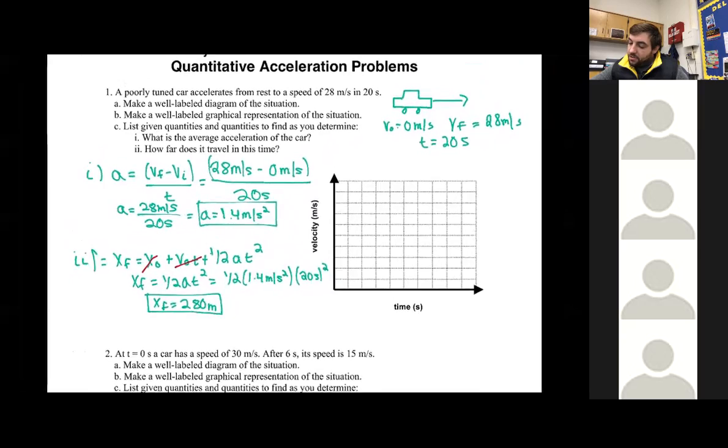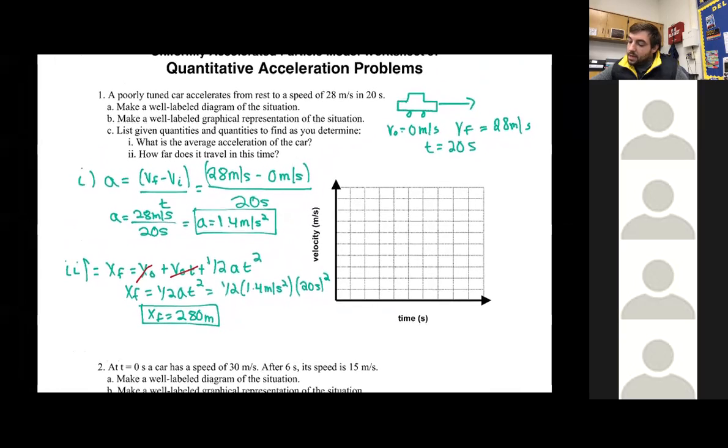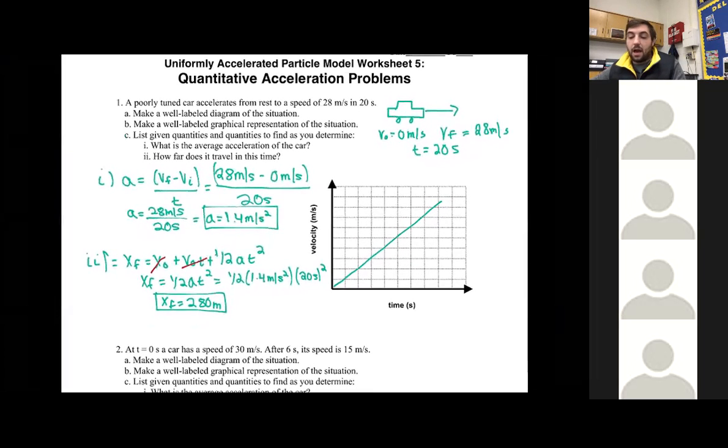And then to finish this problem up graphically, the car accelerates from rest to a speed of 28 meters per second. It looks like a constant acceleration, so that line would just be a constant positively sloped line to show that constant acceleration. I'm going to give you guys a second to copy that stuff down, maybe screenshot it if you want to or need to, and then we will move on.